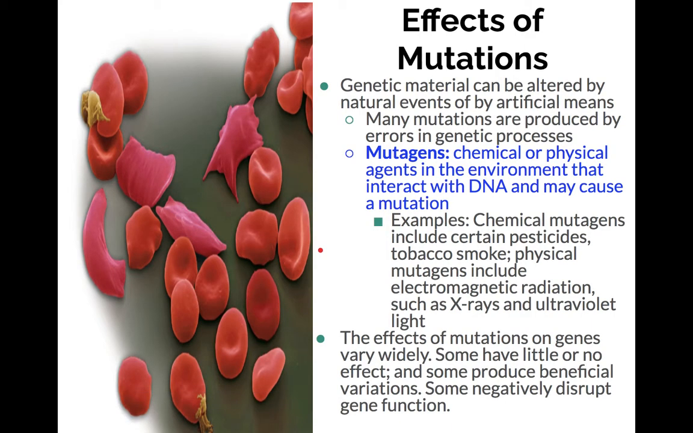So then we have our effects of mutations. Genetic material can be altered by natural events or by artificial means. Many mutations are produced by errors in genetic processes, and mutagens are chemical or physical agents in the environment that can interact with DNA and may cause a mutation. So again, this would probably be that artificial means. We have some examples such as chemical and physical mutagens. The effects of mutations on genes vary widely. Some can have little or no effect, some produce beneficial effects, and some negatively disrupt gene function as well.